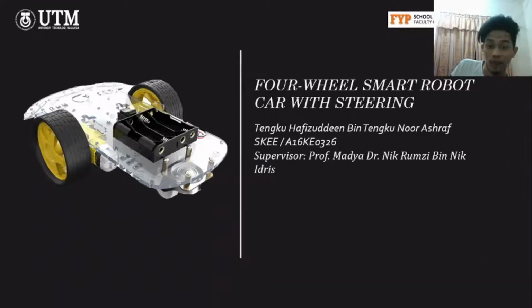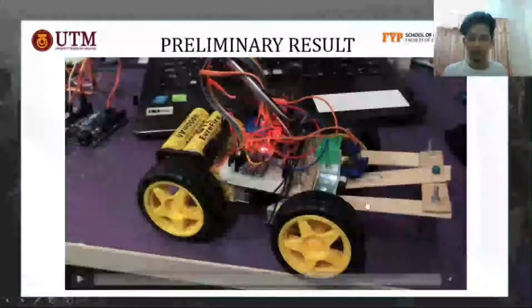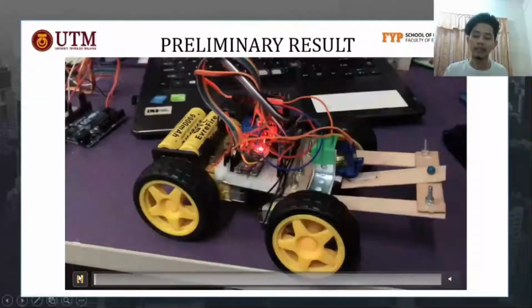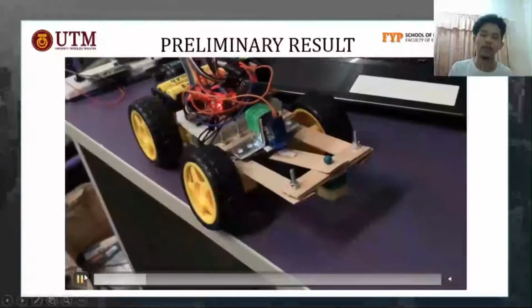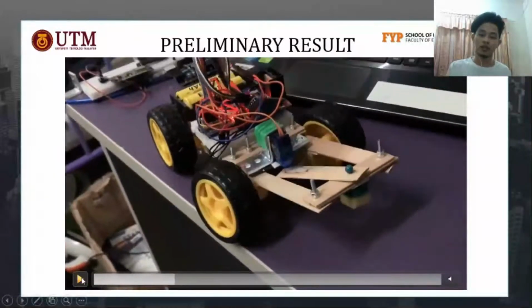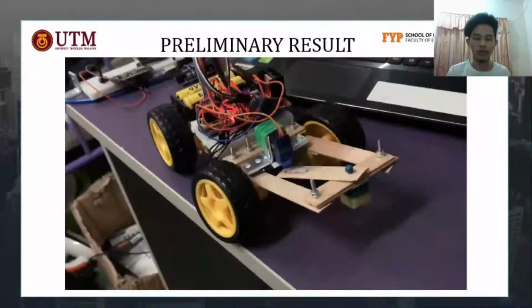So this is my FYP. I designed a 4-wheel smart robot car with steering. So this is it. I designed a smart robot car with 4 wheels and it can control the steering. From here we can see that each of the wheels has a motor, which means that we can control each tire.